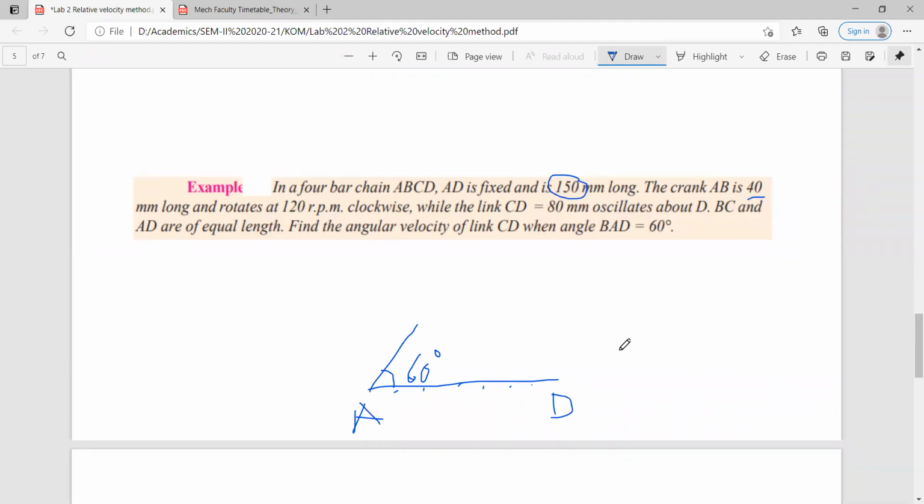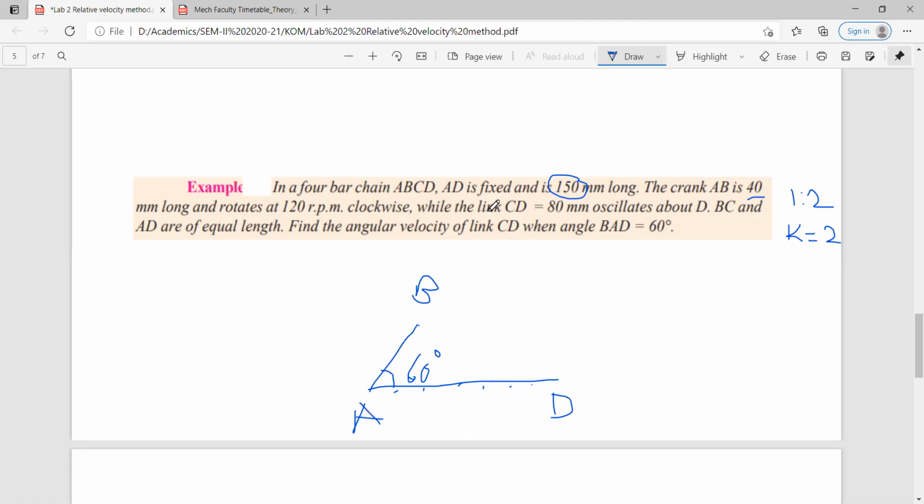AD. So you can select it like this, that scale selected should be 1:2. That is your scale factor you are choosing as 2. Every dimension will get divided by K, that is 2. So length of AD will be 75. Length of AB will be 20 mm. Okay, so you will locate the 20 mm. At 20 mm, point B will be located.